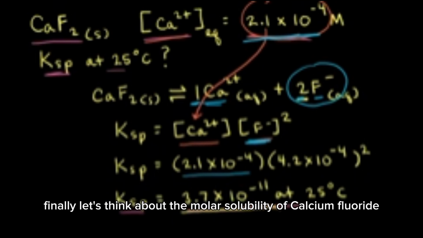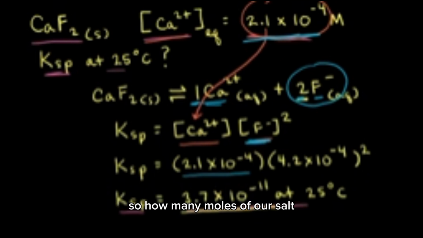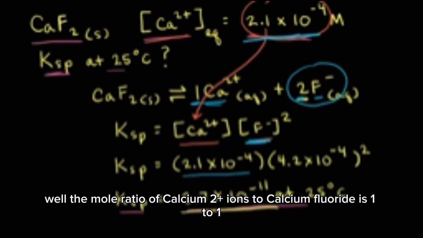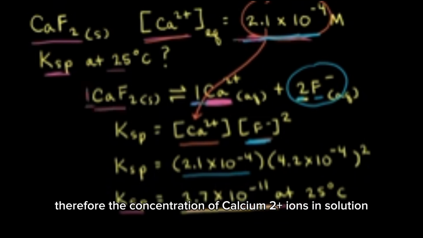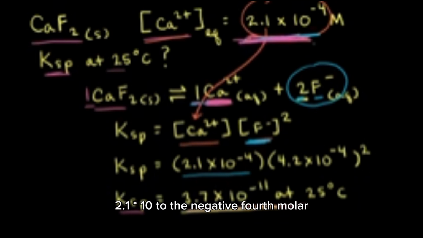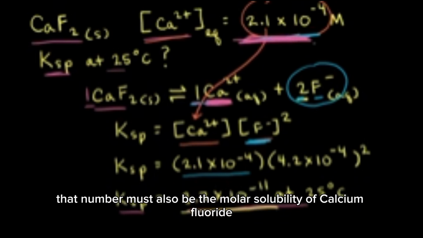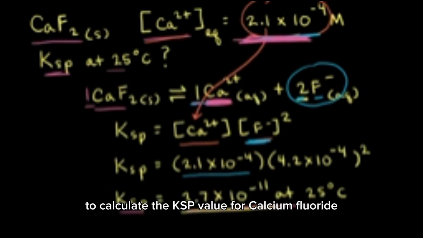Finally, let's think about the molar solubility of calcium fluoride. So how many moles of our salt dissolve to form 1 liter of our saturated solution? Well, the mole ratio of calcium 2 plus ions to calcium fluoride is 1 to 1. Therefore, the concentration of calcium 2 plus ions in solution, 2.1 times 10 to the negative fourth molar, that number must also be the molar solubility of calcium fluoride. Therefore, for this problem, we could say that we use the molar solubility of calcium fluoride to calculate the KSP value for calcium fluoride.